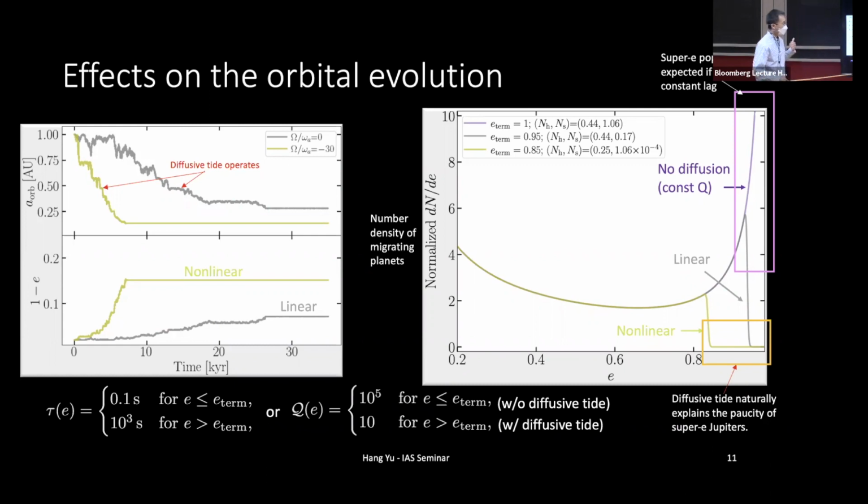And with this, we can revisit the expected distribution of migrating planets as shown here on the right. If we just use the constant tidal dissipation model as Socrates et al. did, then we would expect to see a large population of super-eccentric Jupiters. But if we break this Q into a piecewise function to incorporate the effect due to diffusive tide, then we see that the expected number basically goes to 0 at the highly eccentric stage. And this can naturally explain the observed paucity of super-eccentric Jupiters.